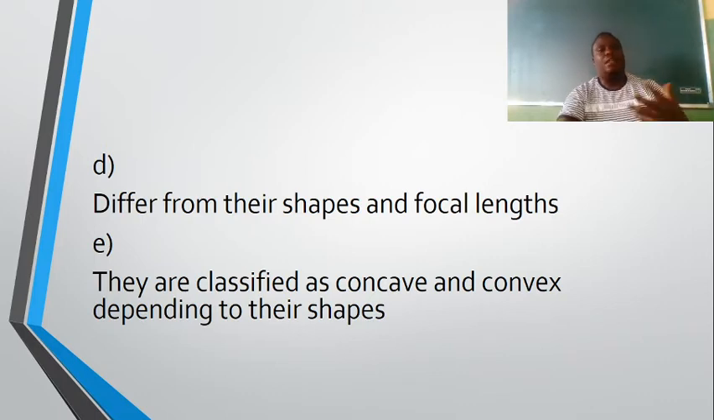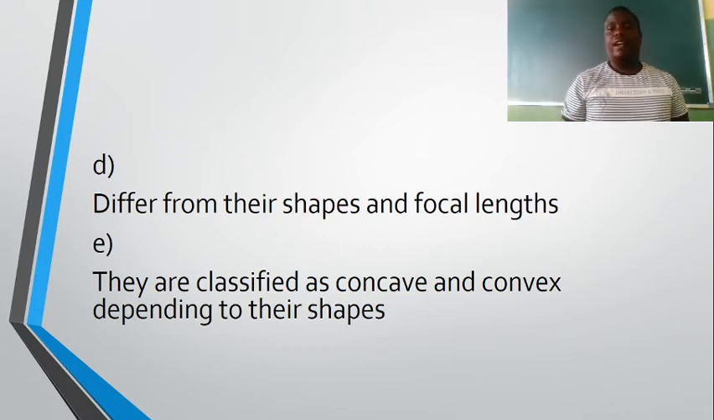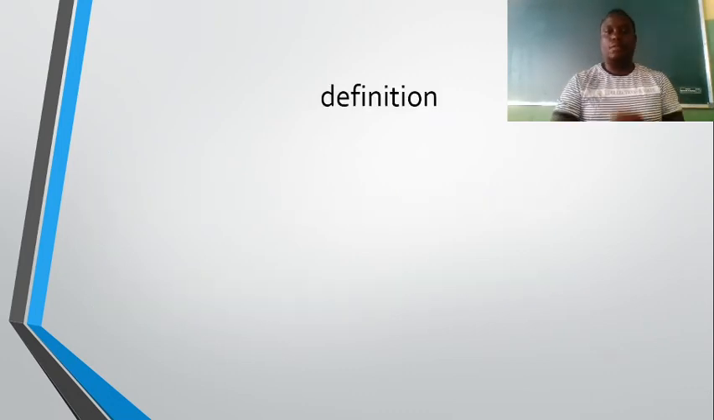The last question was about how to classify them. They are classified in two ways, concave and convex, depending on their shape. Shape is a good feature to differentiate those lenses. Some lenses are concave, others are convex. Remember this point. We're going to study this in depth. Okay, so let's start. What is a lens?